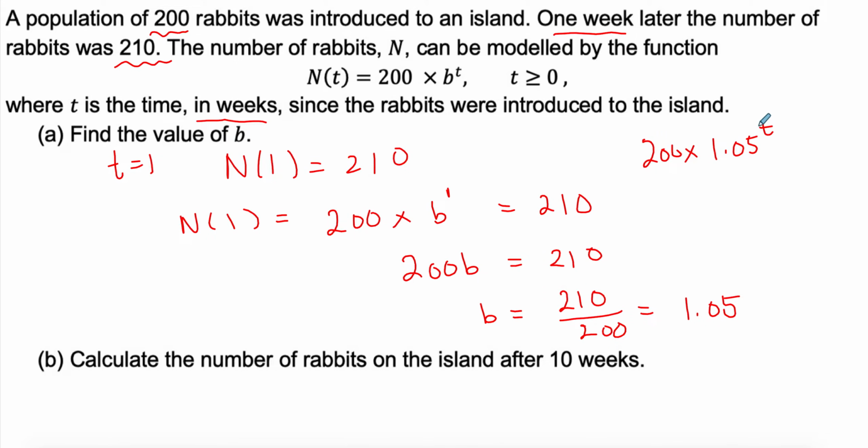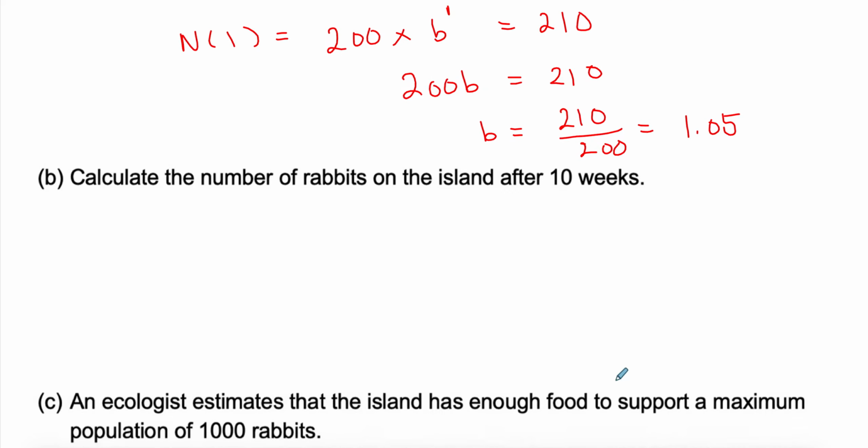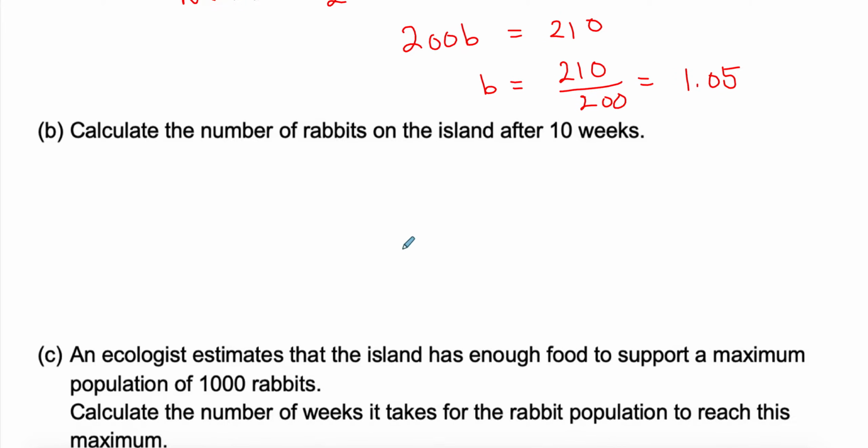And you can check your answer. Substitute in 0 in here. Make sure you get 200, because if the question said how many rabbits are there initially, you can substitute 0 weeks in here and you're going to get 200, so that's the initial. And if you want to check 1 week later, you can substitute the 1 in here and you should get 210. So always check your answers again and again. Any b you get here, use it later on, even if it's wrong, we'll continue your method. So calculate the number of rabbits on the island after 10 weeks.